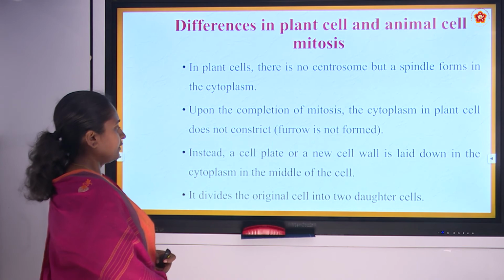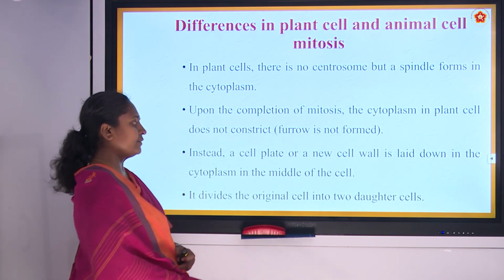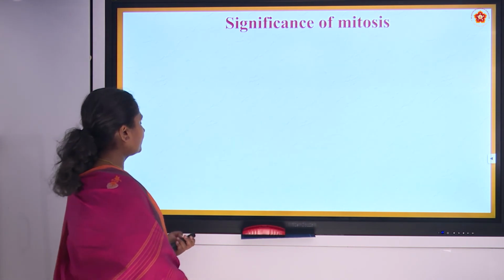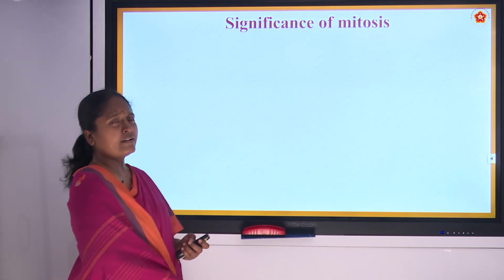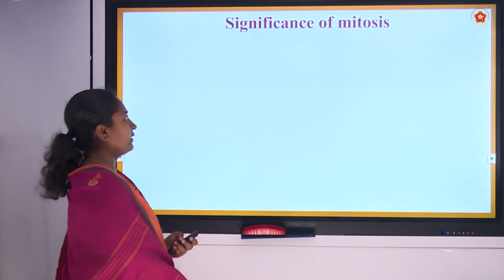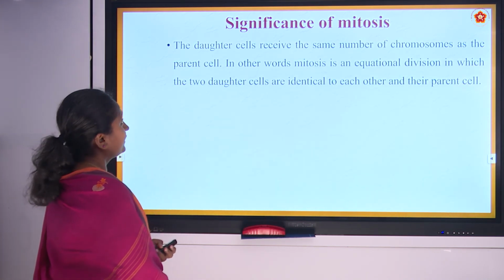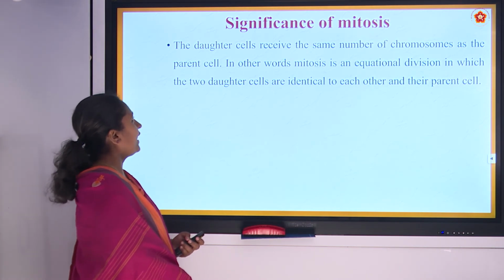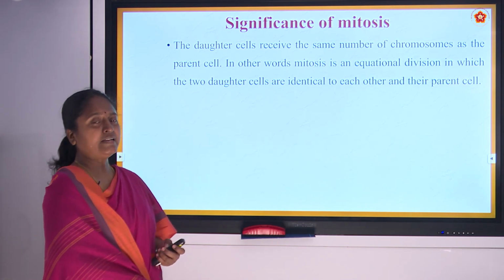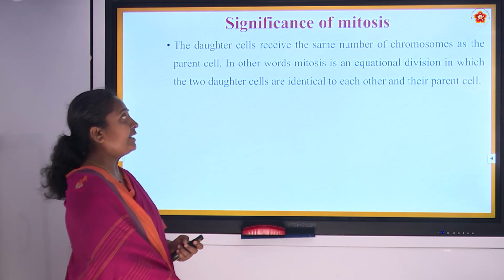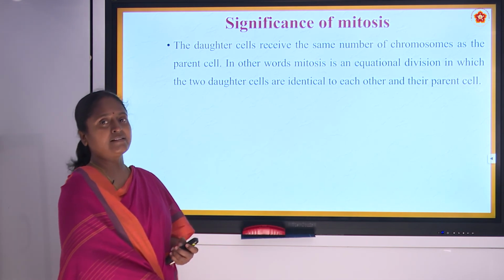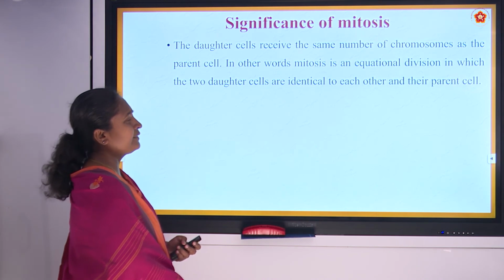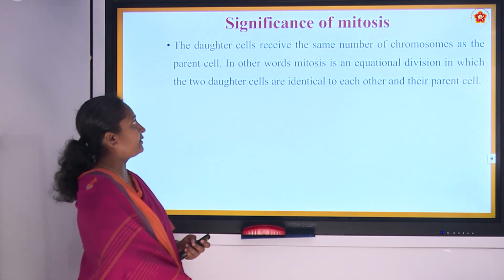And now, at the end, we are getting two daughter cells, either plant cell or animal cell. Now we will see what the significance of mitosis is. The daughter cells receive the same number of chromosomes as the parent cell. We are getting identical cells at the end of mitosis. Two cells from one cell, right?